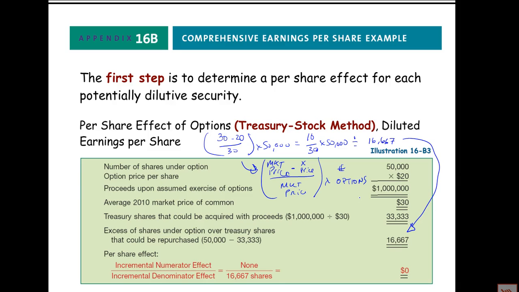Now the per share effect, frankly, we wanted to go ahead and calculate the number of shares, and you can keep that in your pocket, but we knew the per share effect was zero because there is no income effect, no numerator effect for treasury stock. Once we know that the average market price is greater than the exercise price, or in this case that 30 was greater than 20, we were done with respect to the per share effect, zero.